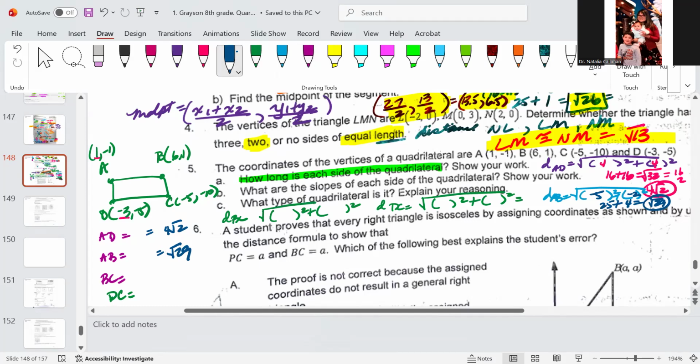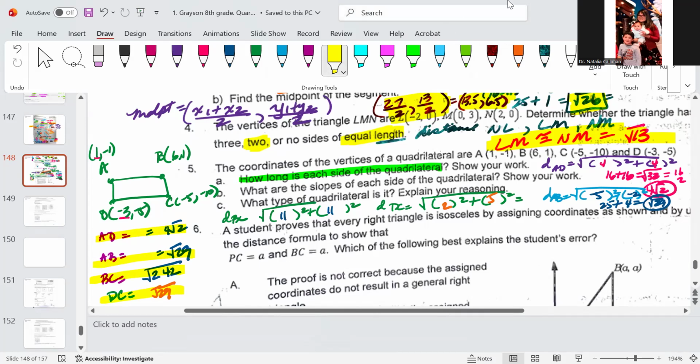So BC is B and C. So 6, that's 11. That's 11. So the 121, 242 square root. And DC is going to be negative 3 plus 5 is a 2. Negative 5 plus 10 is a 5. That's 4 and 25, square root of 29. So those are the 4 sides. Do you see it? Right there? Right here? All right. So I'm going to have you go ahead and catch up with that.